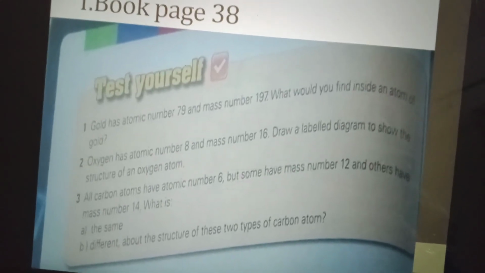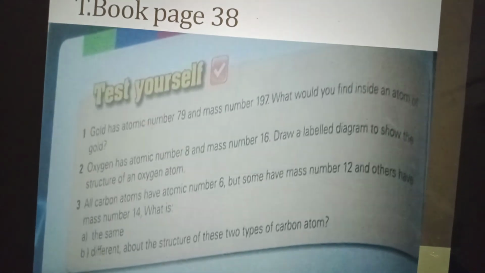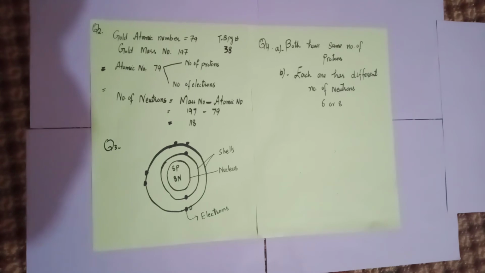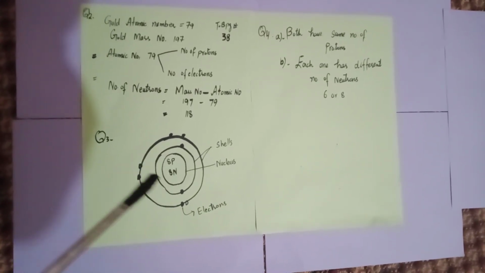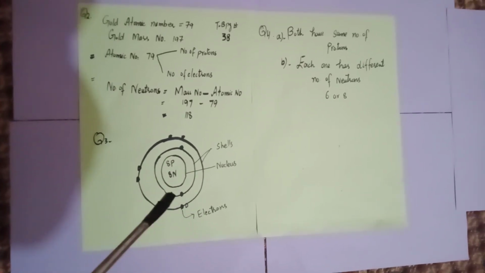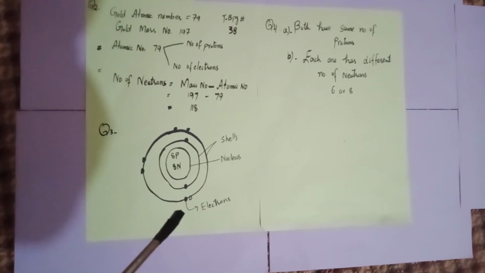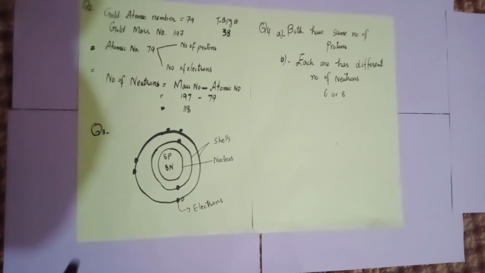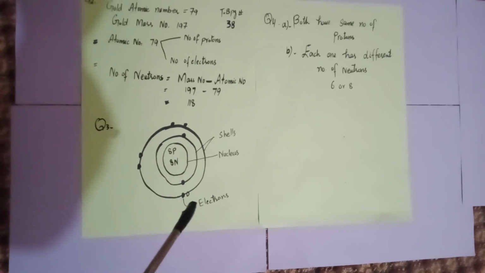Oxygen has atomic number 8 and mass number 16. Draw a labelled diagram to show the structure of an oxygen atom. There are 8 protons and 8 neutrons in the nucleus of this oxygen. These are the shells, and in the first shell there are 2 electrons and in the next shell there are 6 electrons. And here is the nucleus, here are the electrons.